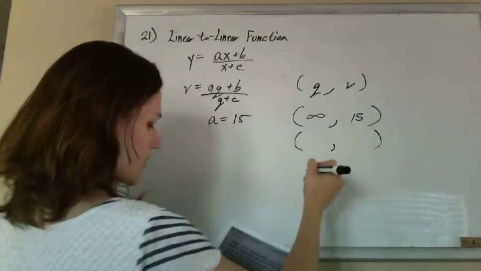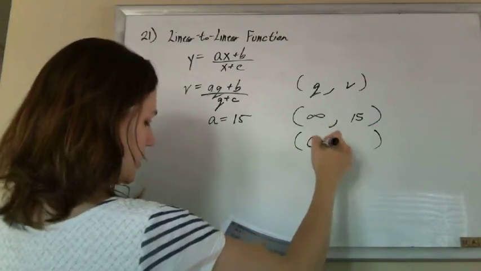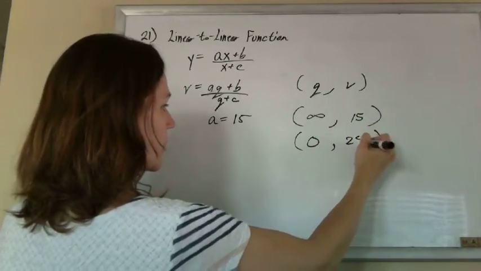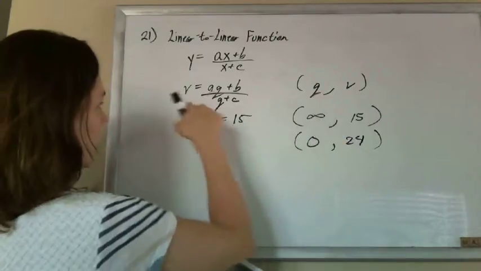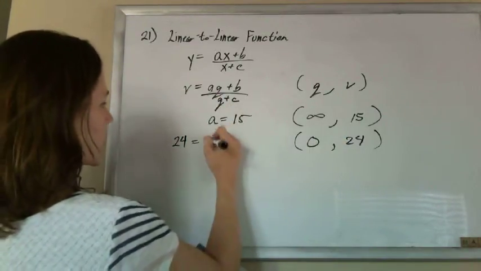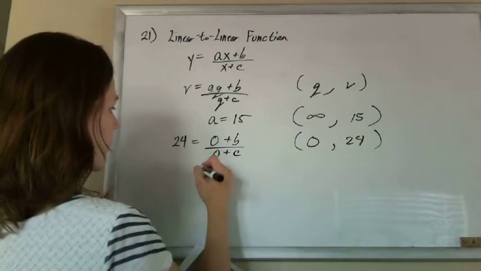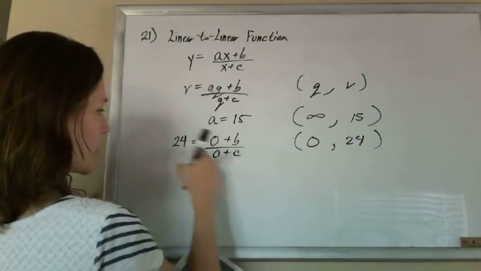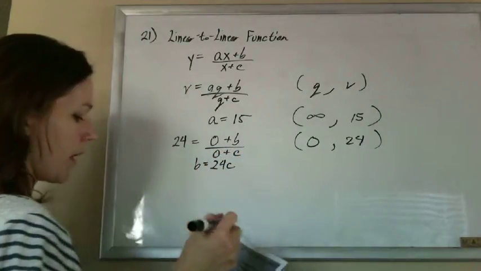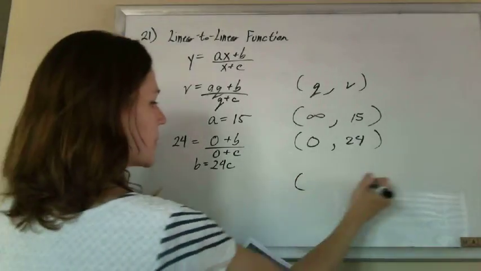Next one you want to focus on is the 0. So they say even when the rate is 0, the variable cost is 24. So if we plug that in, the variable cost is 24 when the Q is 0. So that's 0 plus B over 0 plus C. So multiplying by C, you get B is 24C.